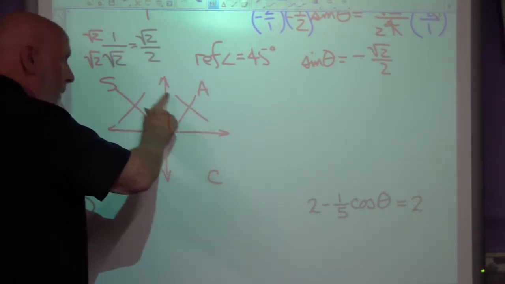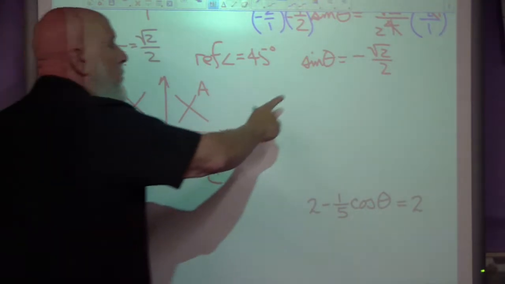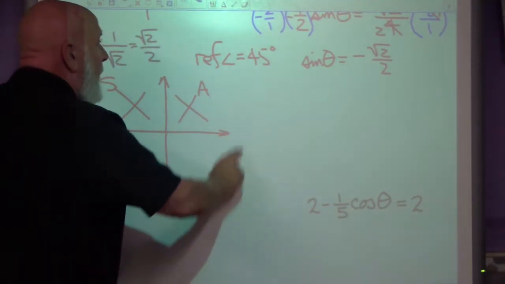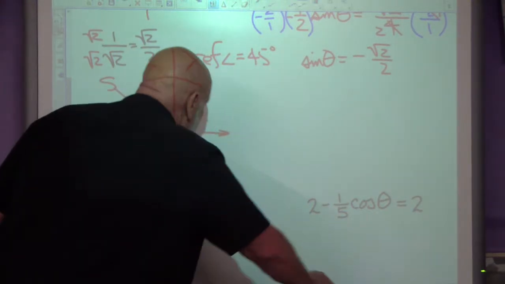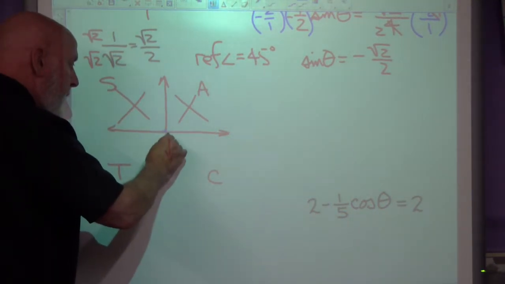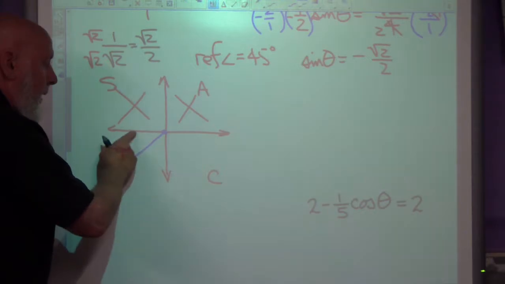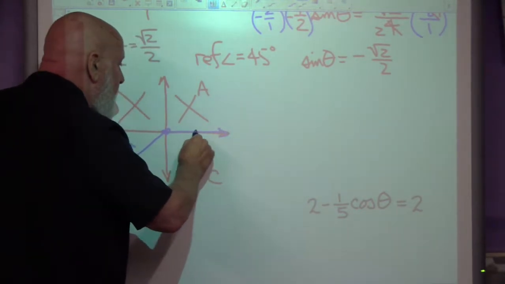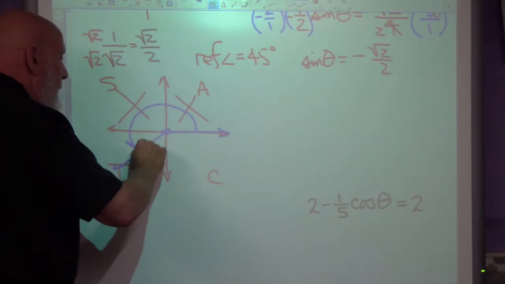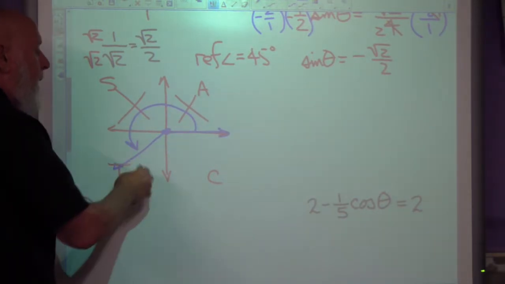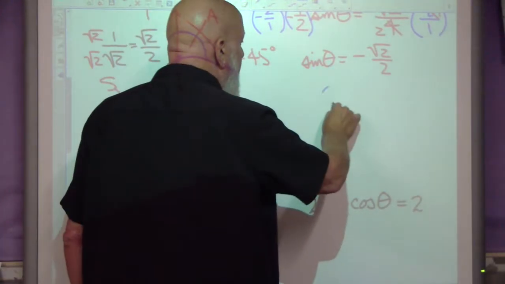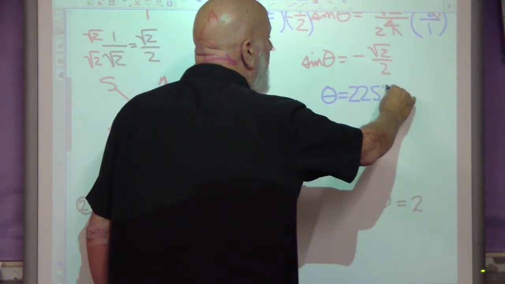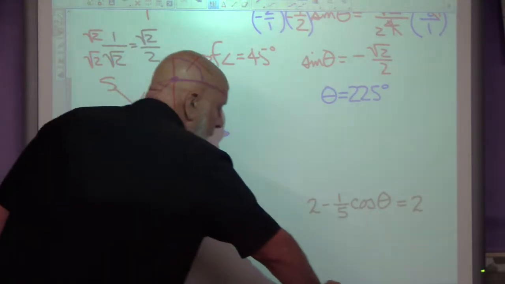Everything's positive in quadrant 1. The sine is positive in quadrant 2, so we're looking for where it's negative. It has to be negative in these two. My reference angle is 45 degrees. So in quadrant 3, my reference angle would look like this. There's my reference angle. I want to know what this rotation is. That would be 180 plus 45, which is 225 degrees. Theta is 225 degrees. Or I could be in quadrant 4.